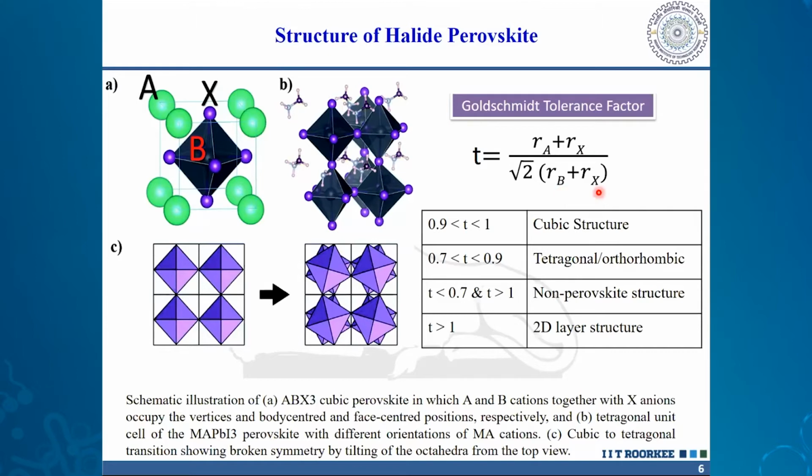Now, usually for a perovskite crystal structure, the T value is between 0.9 and 0.71. For example, if the T value comes out between 0.9 and 1, then it is a cubic structure. Whereas if the T value is between 0.7 and 0.9, it is a tetragonal or orthorhombic crystal structure. But when the T value goes beyond 1, then it leads to a non-perovskite structure or a layered perovskite crystal structure. Now, how can one measure this? One can measure this either by theoretical simulation, for example DFT or any other advanced theoretical simulation, or experimentally from the X-ray diffraction pattern by measuring the lattice parameter and calculating the tolerance factor.